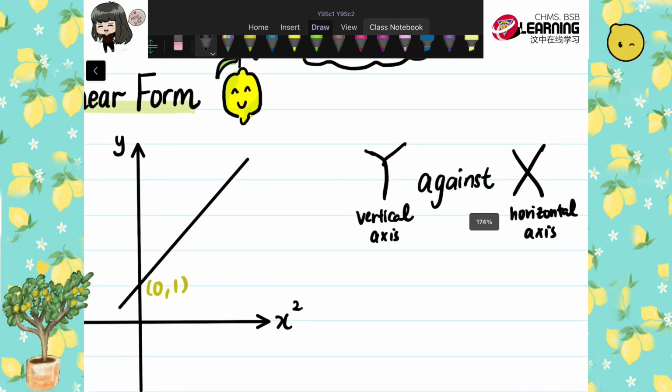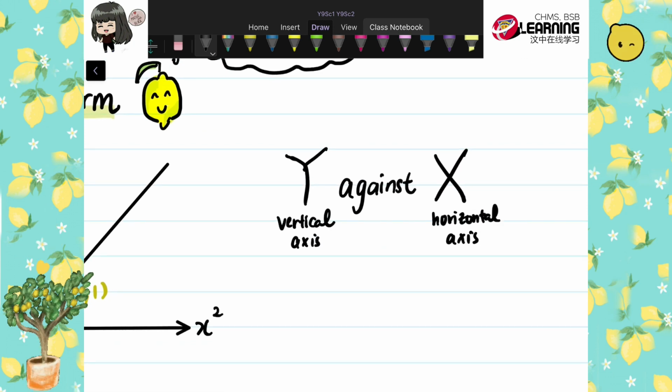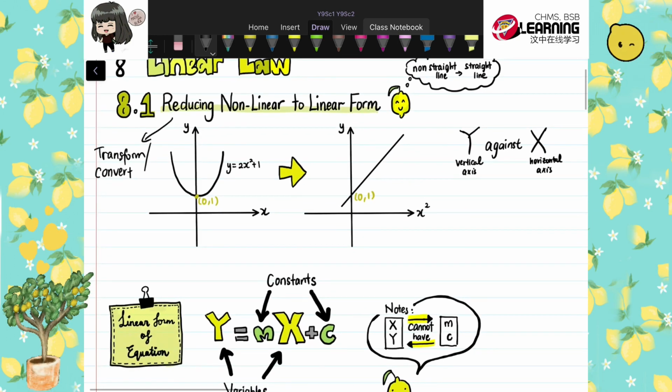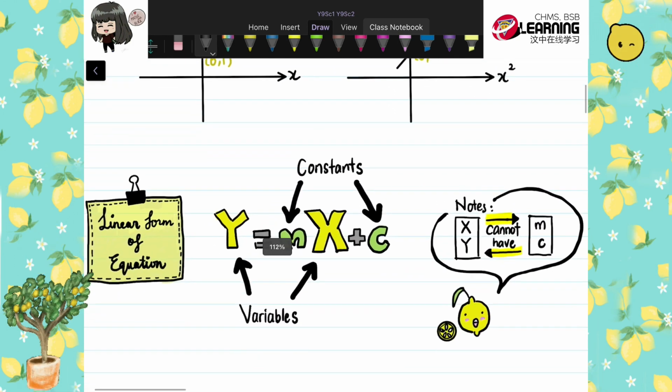And in this topic, it's all about your big Y and your big X. Your big Y is not always y. Your big X is not always x. They will change. If they change, the graph will change.